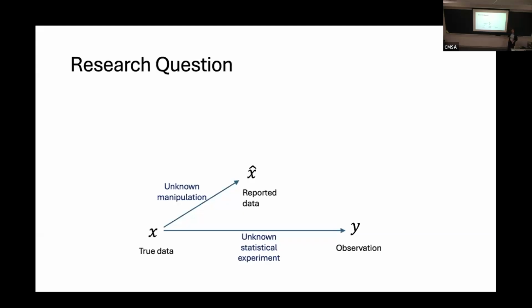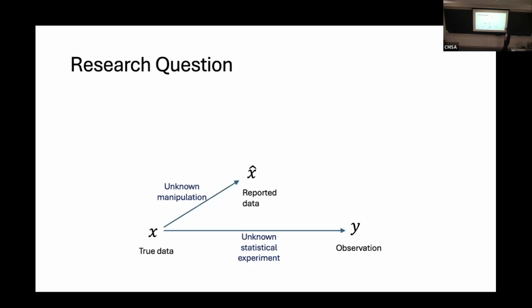So let me just abstract the problem that we will study. What we're thinking about is that there is the underlying true data set, which we represent using X, which is what we don't have access to. This is the unknown. What we do observe are two things. One is the reported data set X hat, but the relationship between X and X hat could be that some noise was added, some mistakes were introduced, or some intentional manipulation was introduced during this reporting process.